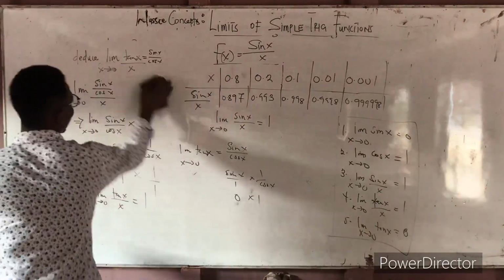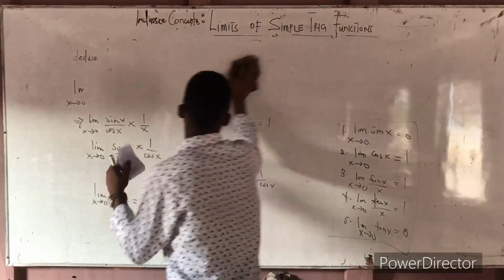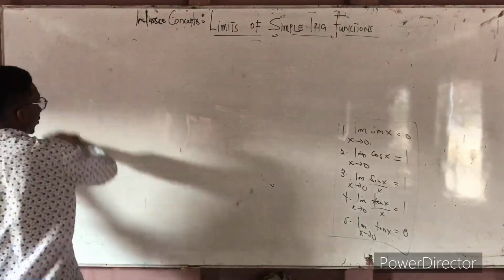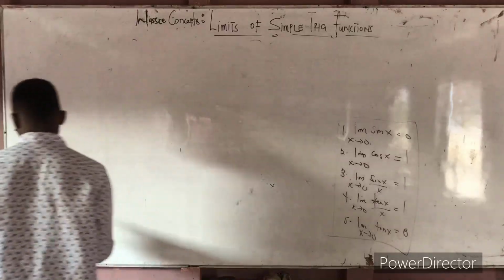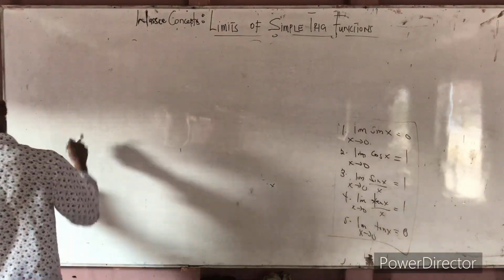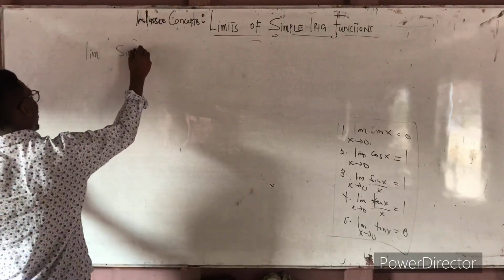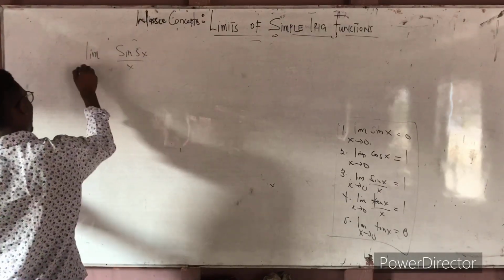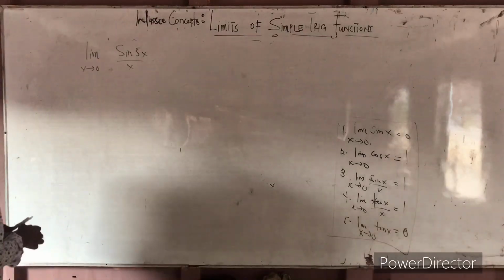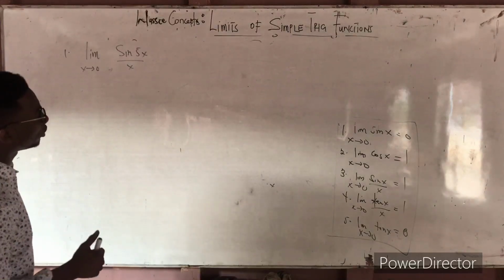Okay, now let's take 1 or 2 examples and look at how we can tackle them. The first example says you should find the limit of sin 5x on x as x approaches 0.